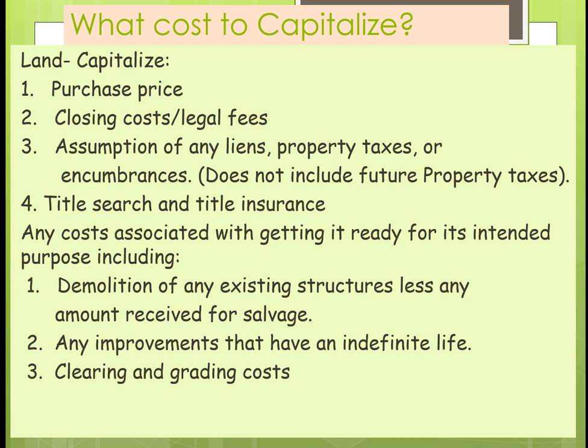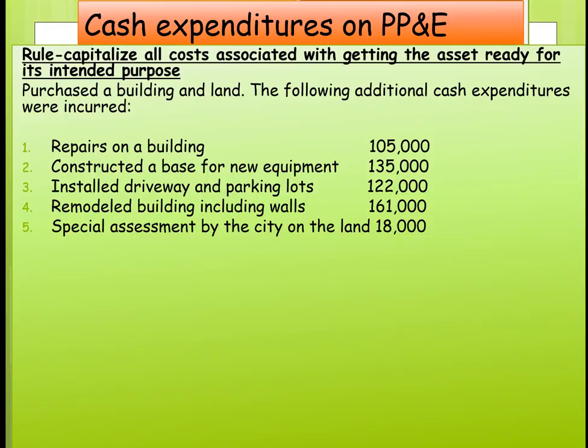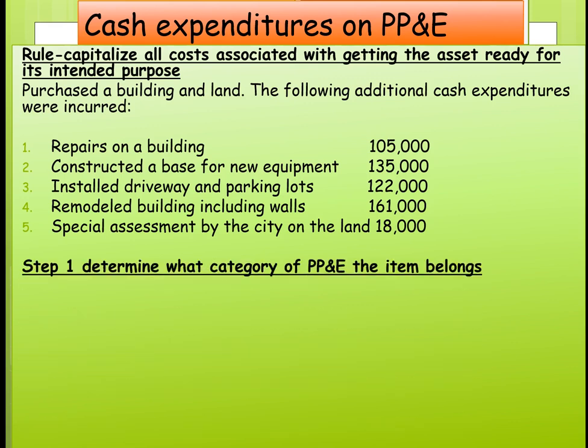So now we're going to look at an example to see how we would categorize our costs that would be capitalized. Now, here's what we have. We have repairs, construction of new base for some equipment, installed driveway and parking lots, remodeled building including walls, and special assessment by the city on the land of $18,000. So, how do we determine where it goes?